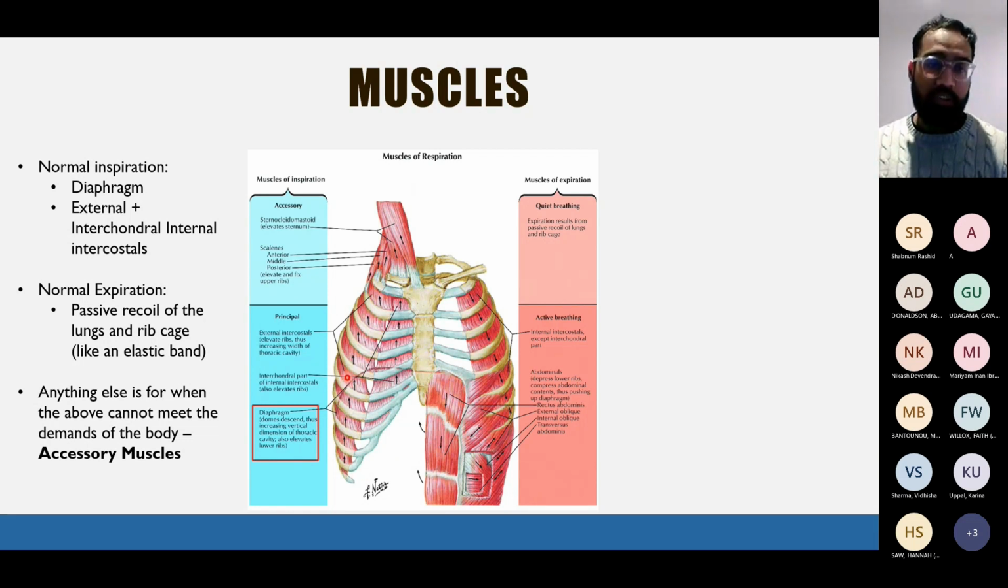The diaphragm contracts, expands the lung volume, draws air in. And you also use the interchondral part of your intercostal muscles and your external intercostals as well. The main power comes from the diaphragm.